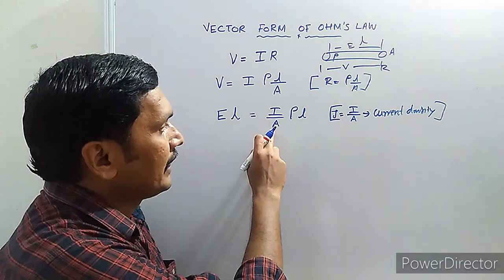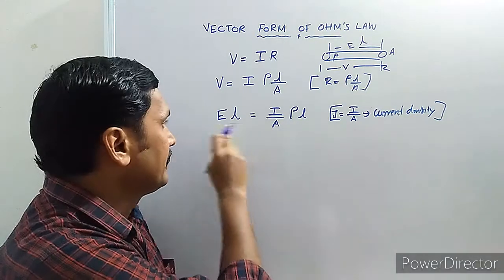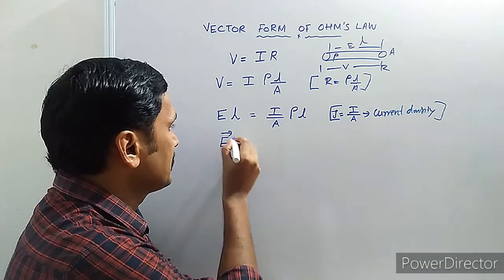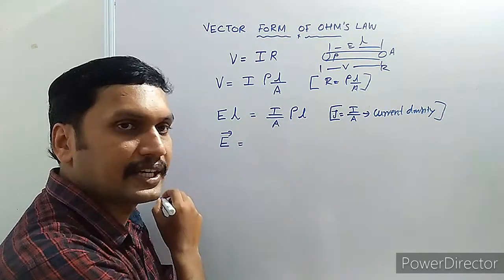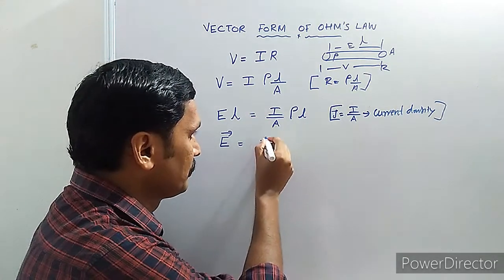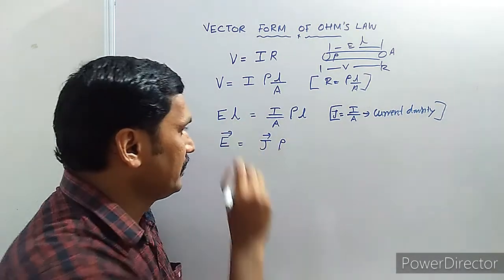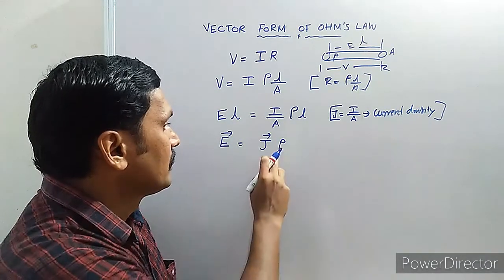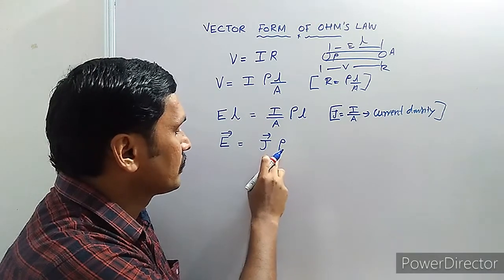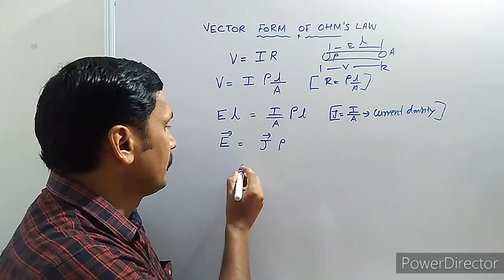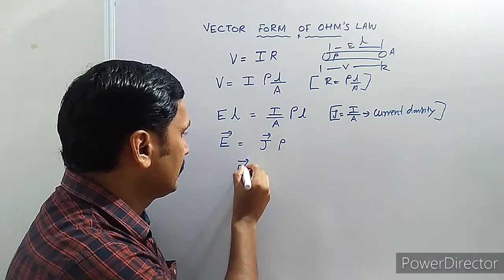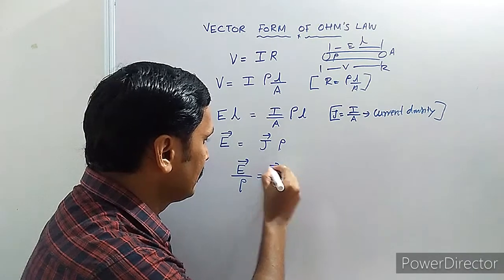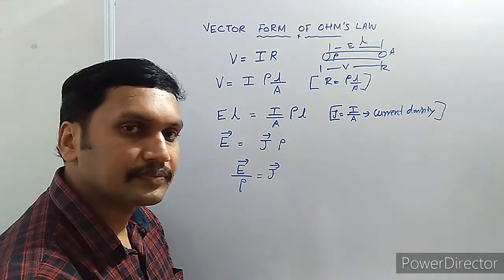Now we can rewrite this I by A as J. E and J are vectors. So we are writing E is equal to, now one of the L on both sides gets cancelled, J into rho. E is equal to J into rho. If we take this rho to the left side, it becomes E by rho is equal to J.